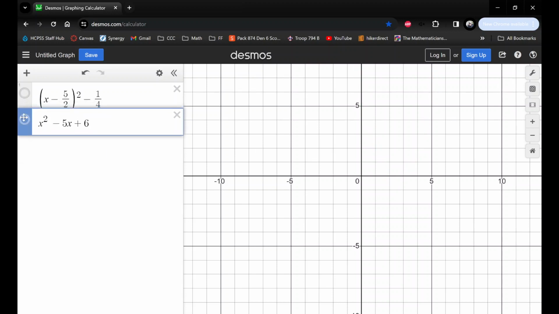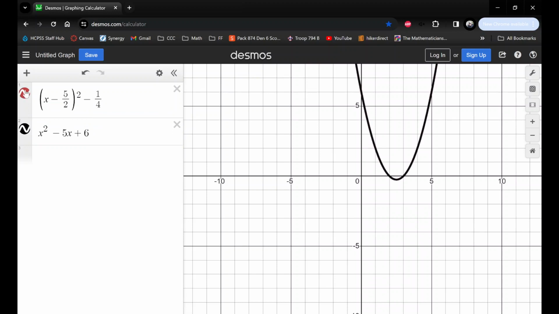All right, you can see the red graph lays right on top of that black graph right there. They're both the same exact thing. Doesn't matter what order you put them in. They are exactly the same.